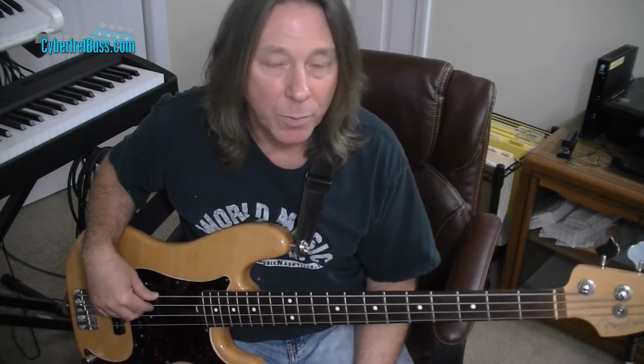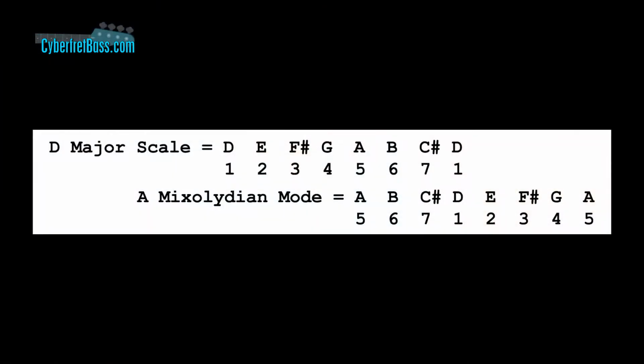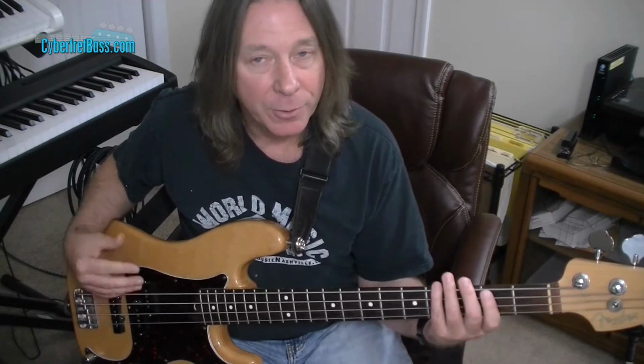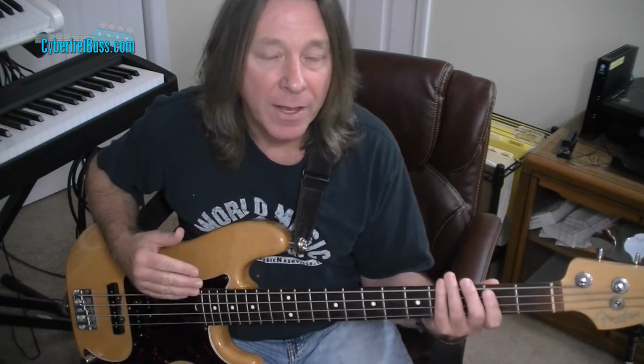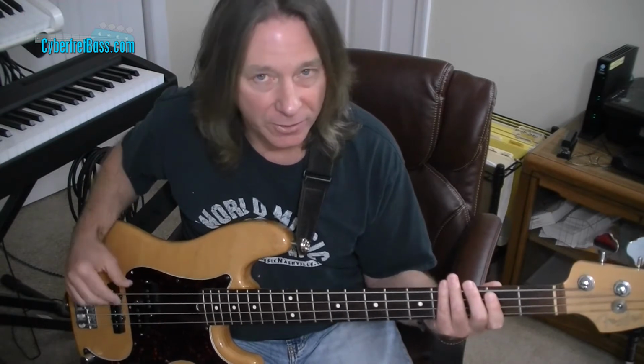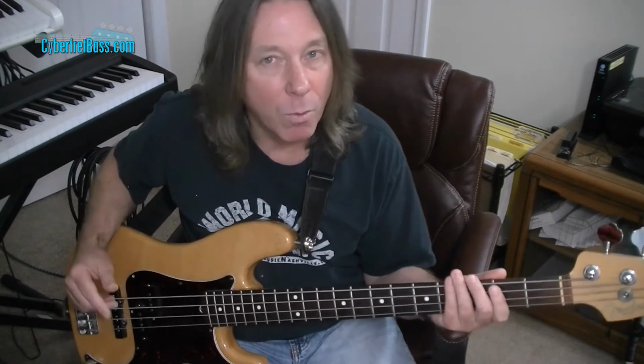The mode we're going to talk about today is the Mixolydian mode. It's the 5th degree off of the major scale. And if you're looking at your chart, we're going to be creating these bass lines, or my examples anyways, will show where the bass line came from using the Mixolydian modes. For the A chord, we're going to use the A Mixolydian scale or mode.